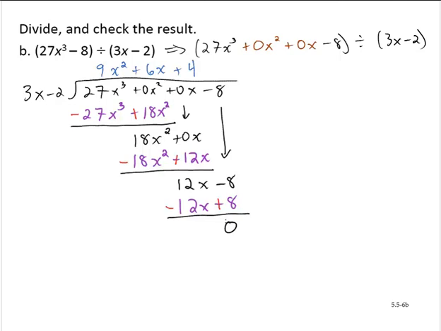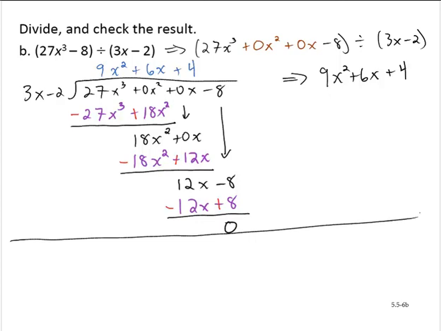So I'm pretty sure that 27x cubed minus 8 divided by 3x minus 2 is 9x squared plus 6x plus 4 with no remainder. Well, let's check that. Let's take the quotient and multiply it by the divisor and add the remainder. Well, the remainder in this case is 0, so I didn't really have to add anything, but let's just write it there for sake of argument.